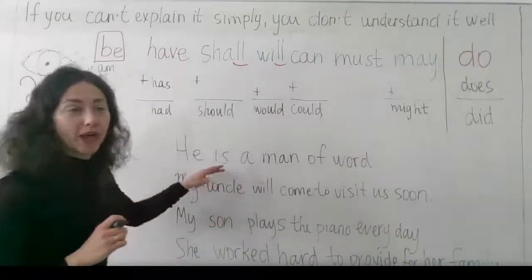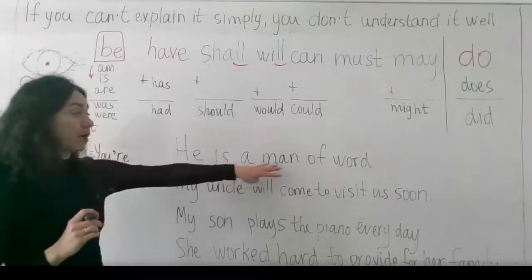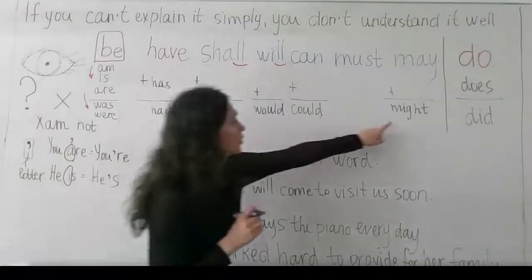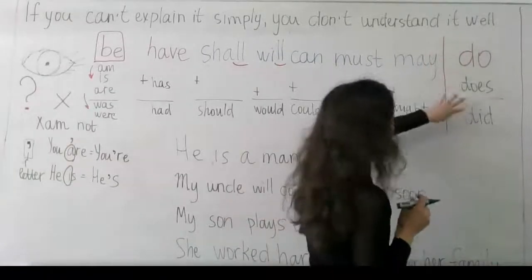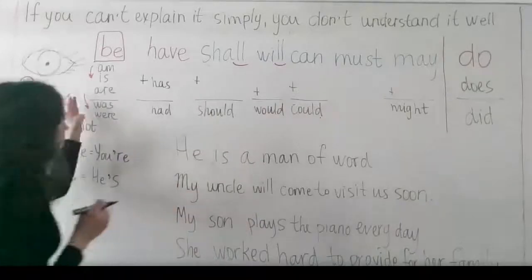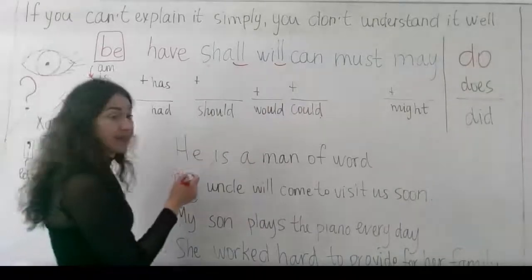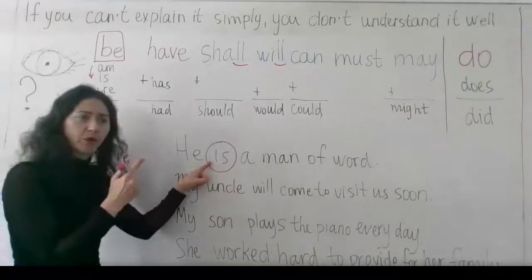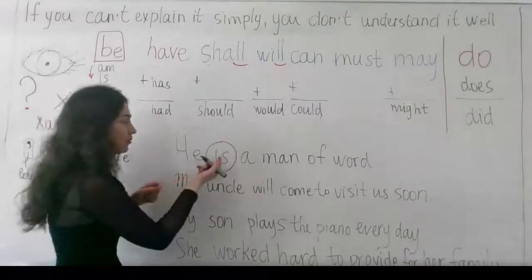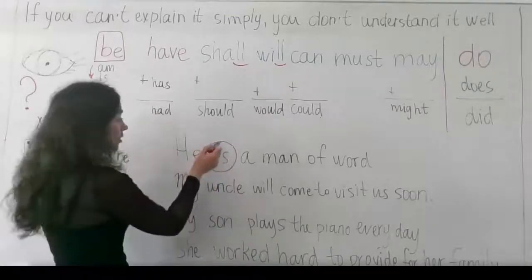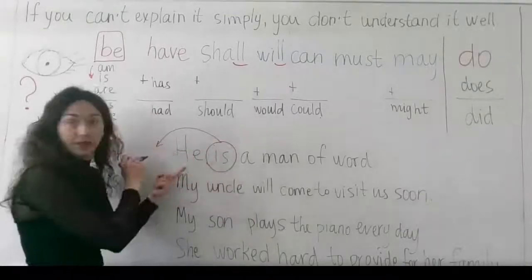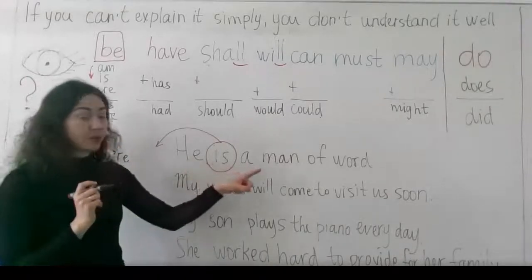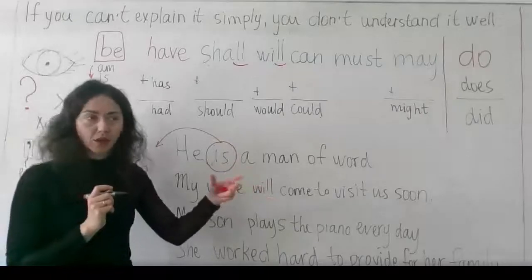So look here. Here we have the first sentence: He is a man of word. Do you have any of these forms that we have on this line? Not do, or did. One of these words? Yeah, it's easy, right? Again, if we have such a word, we can use it. So this is an auxiliary verb for us. To ask a question, we have to move this word to the very beginning. So we have, is he a man of word? Yes, he is. No, he isn't.